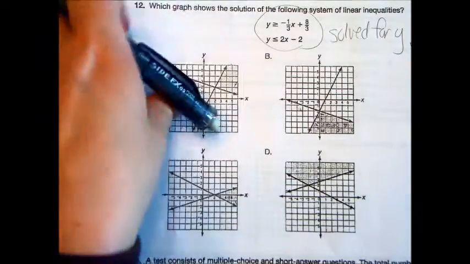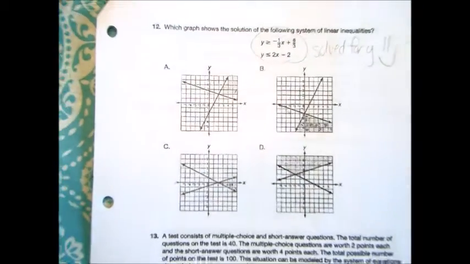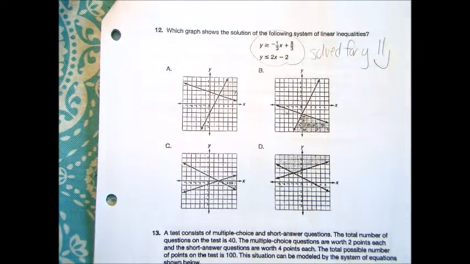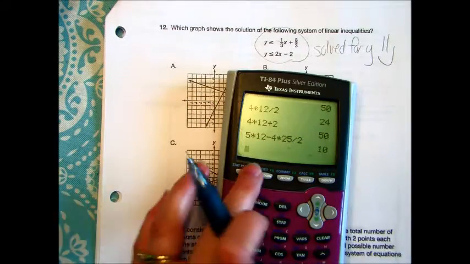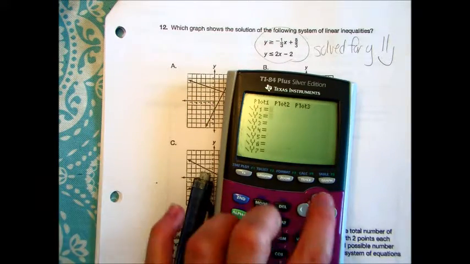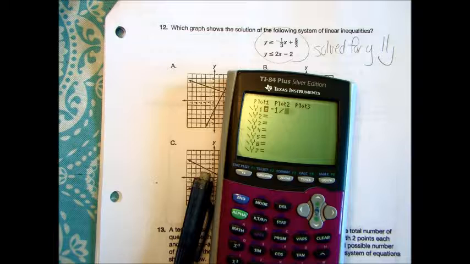And that should make you very happy. If those were not solved for y, that would make you very sad, because you need to solve them for y. First things first, let's make sure we know what their shapes look like. And that right there could just tell us which graph it is.